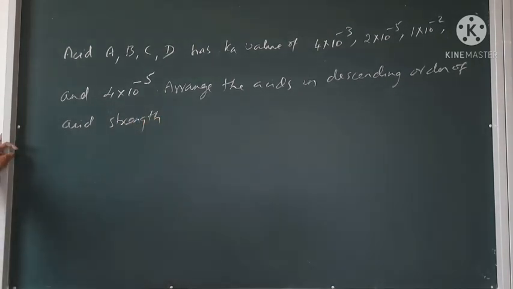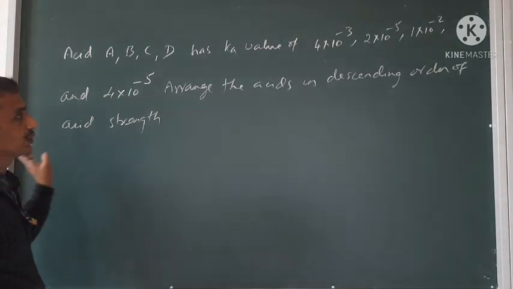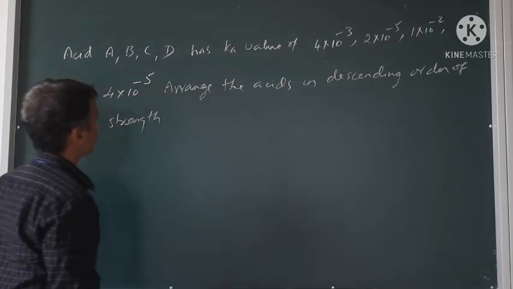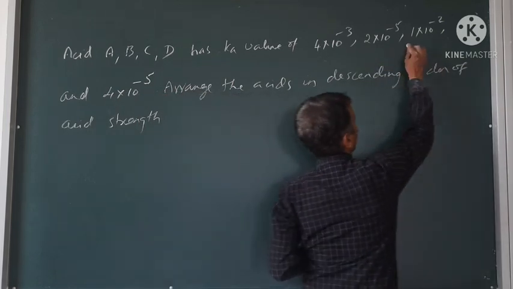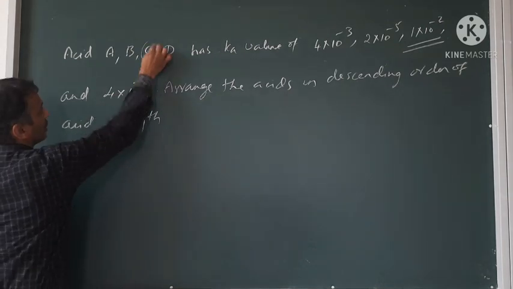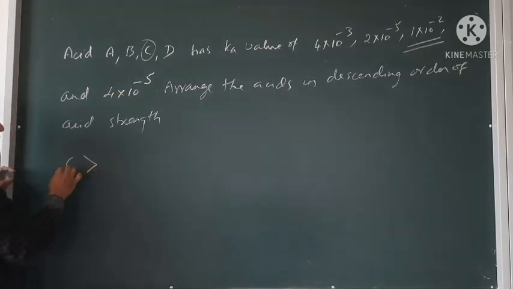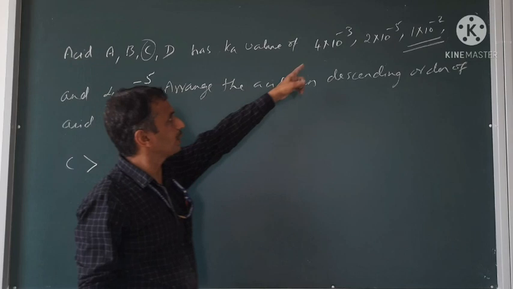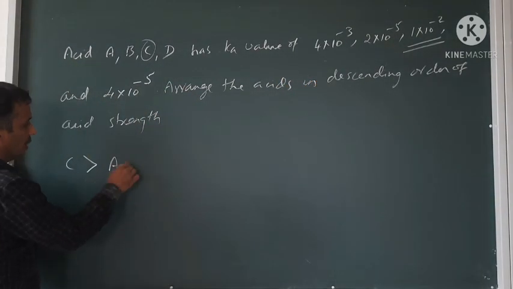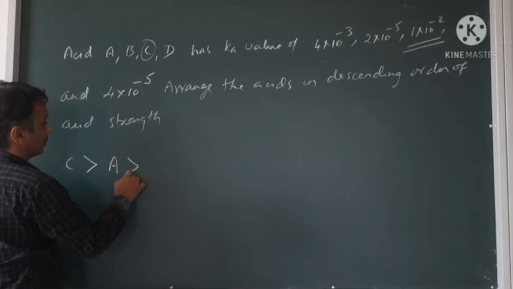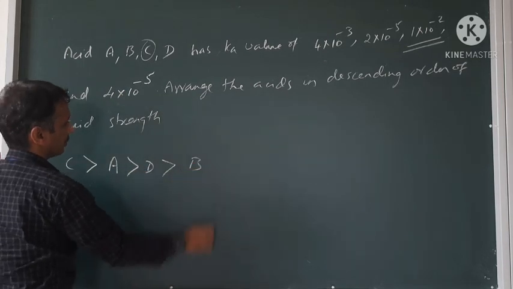So what do you do? The highest acidity should be written first. See which Ka value is highest. 1 into 10 to the minus 2 is the highest, and that is C. So C is greater than. After 1 into 10 to the minus 2 we have 4 into 10 to the minus 3, that is A. Then between 4 into 10 to the minus 5 and 2 into 10 to the minus 5, 4 into 10 to the minus 5 is higher, that is D. Then B.